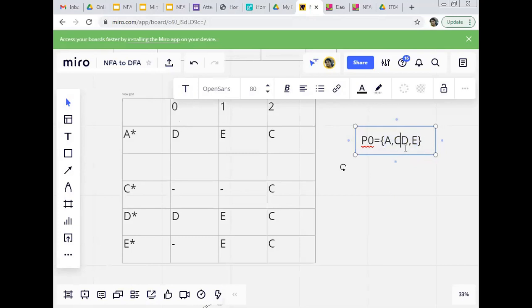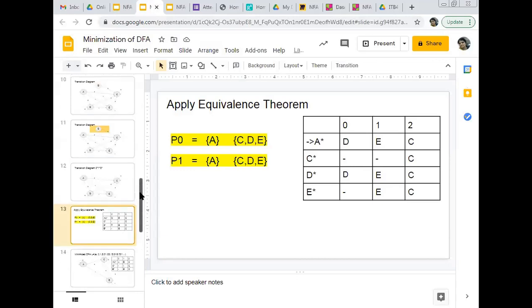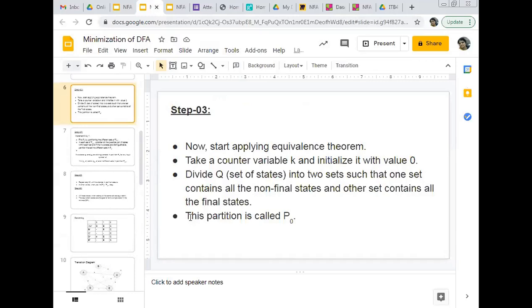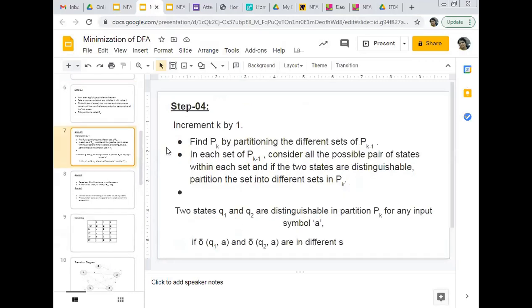Okay, so I'll just take this to make you understand. Yahan pe, for example, if I had AC as final states and DE as non-final, the next step, whatever we apply, we apply for AC separately and DE separately, because these two are final states and these two are non-final states. Here, since all of our states are final, we are applying it on a single set. Okay, so next, what is the next step? What do we have to do? This partition is called P0. Okay, hamara P0 ho gaya, increment K by 1.